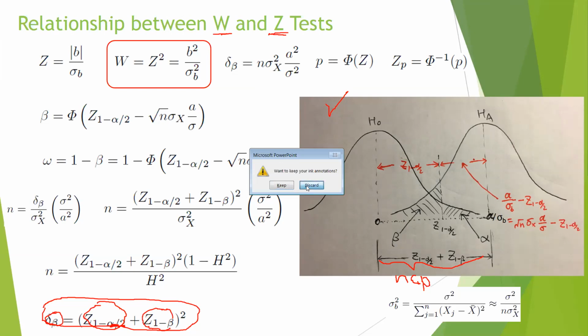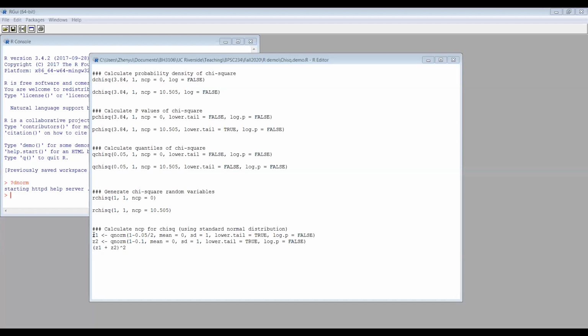So this is what I showed in this code. Where's my R code? Okay, here. All right, so here, we just use the quantile function for the normal distribution. We can calculate the z1. So you still remember the formula I just showed you, right? So how we can calculate the non-centrality parameter for the chi-square distribution.